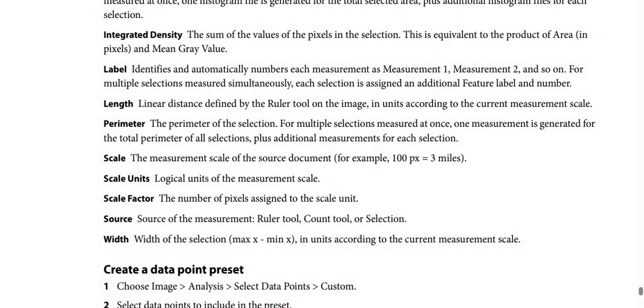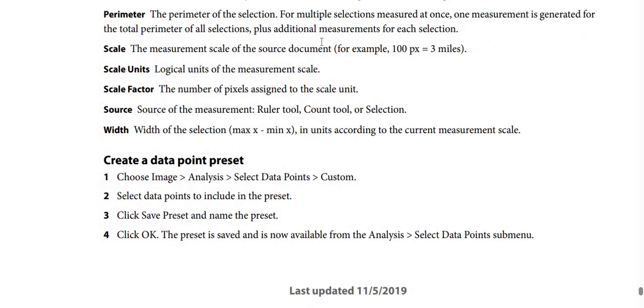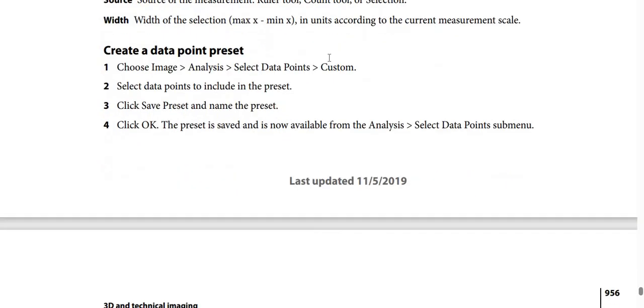And what about source? Source means the source of the measurement: ruler tool, count tool, or selection. And what about width? Width means the width of the selection, maximum x minus minimum x, in units according to the current measurement scale.